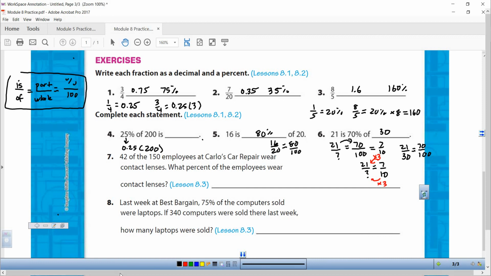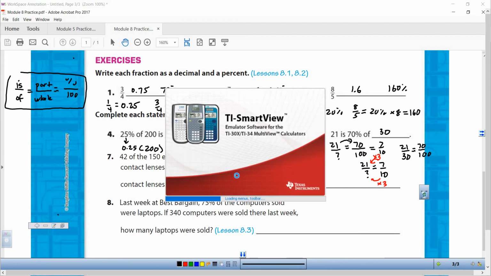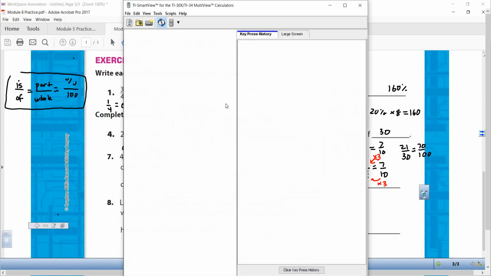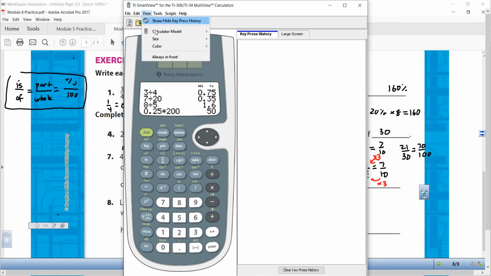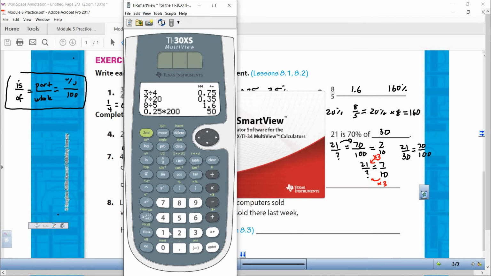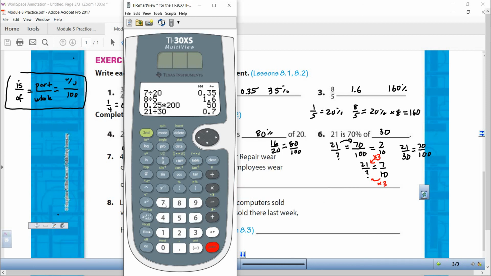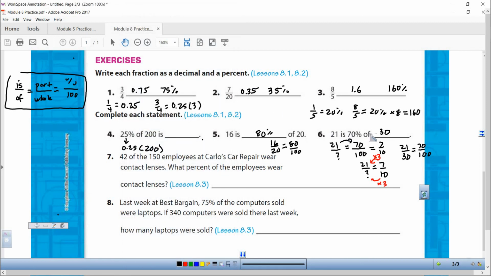In fact, if you wanted to confirm it on your handy dandy calculator, which I accidentally closed, if we do 21 divided by 30, we should get the same answer as if we do 70 divided by 100. So let me do 21 divided by 30. That's how you change a fraction into a decimal. You see I get 0.7. And of course, 70 divided by 100 is going to give me that same result, 0.7 or 0.70. So 21 is 70% of 30.